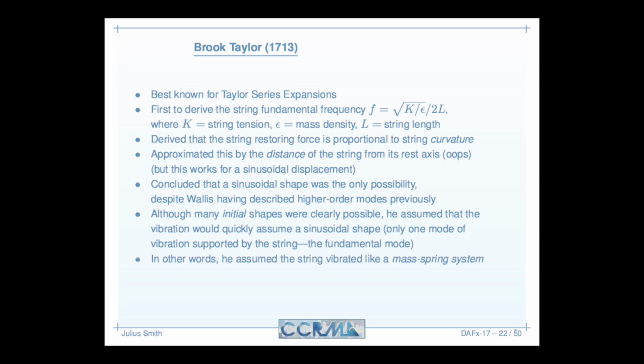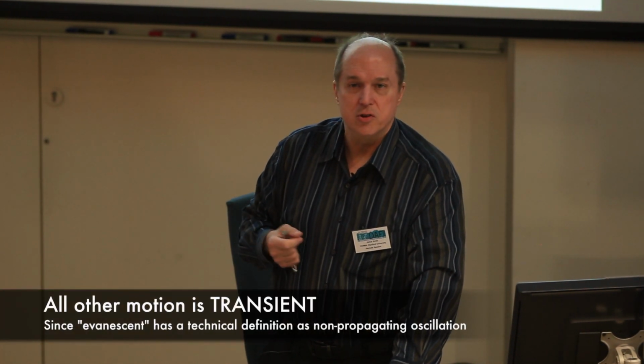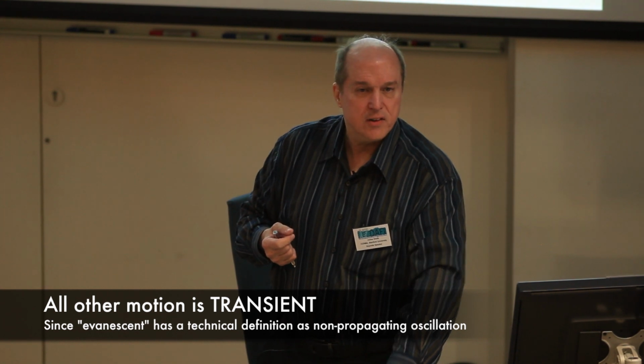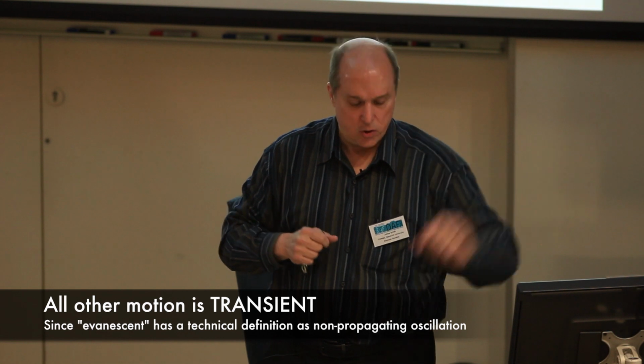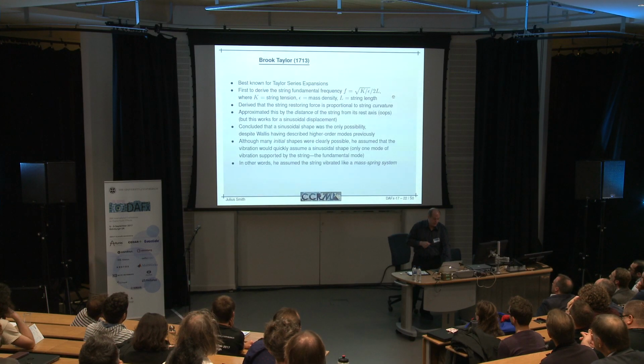And Wallis had described the higher modes previously and it didn't help. So Taylor thought that while you can have all these different initial shapes, you can deform it and let go, it would quickly assume a sinusoidal motion. In modern terms, we would say all other motion would be evanescent. If it doesn't land on a standing wave, it doesn't land on a mode, it's just some transient thing on its way out. And so he thought everything but the fundamental was evanescent. And that's what it looked like.